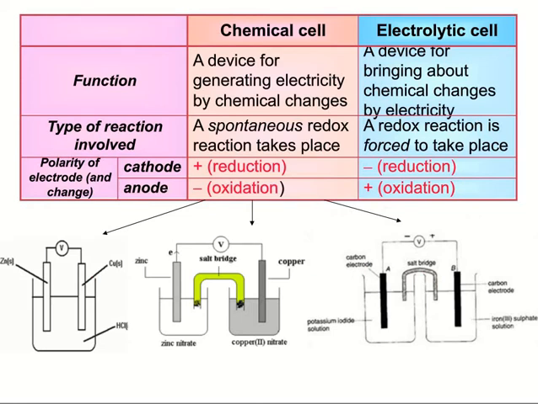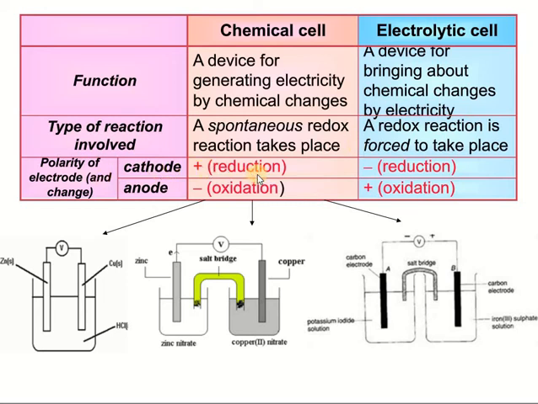Now, chemical cell and electrolytic cell functions. What is a chemical cell? A device for generating electricity by chemical changes. An electrolytic cell is a device for bringing about chemical changes by electricity. What is the type of reaction involved in a chemical cell? A spontaneous redox reaction takes place, whereas in an electrolytic cell, the redox reaction is forced to take place.